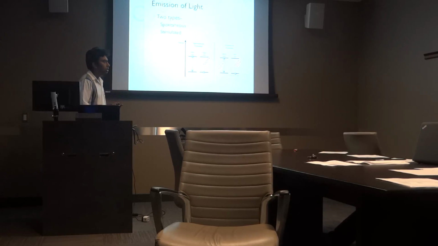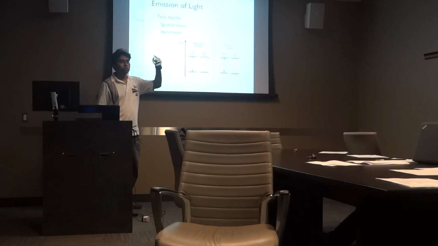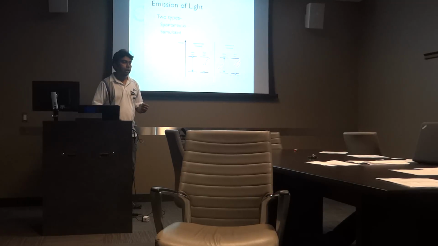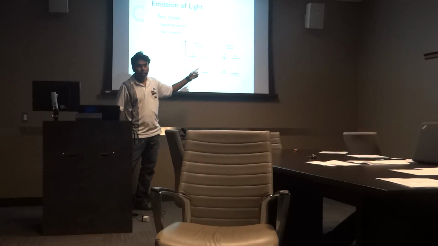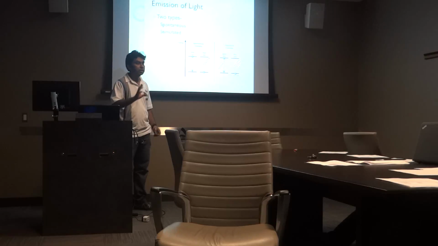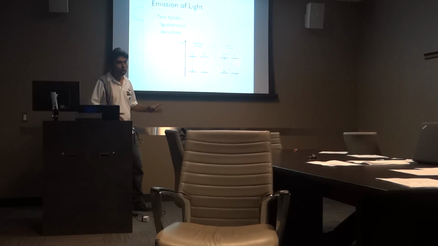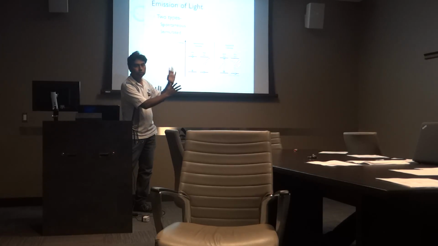Spontaneous emission is when the electron jumps from the conduction band to the valence band of its own will, without any external perturbation, just naturally. That is the spontaneous emission. It emits light, which we can say is equivalent to one photon. So it will emit a photon.